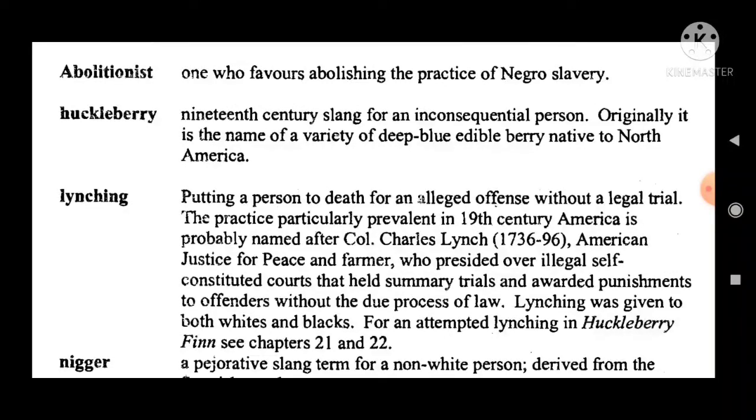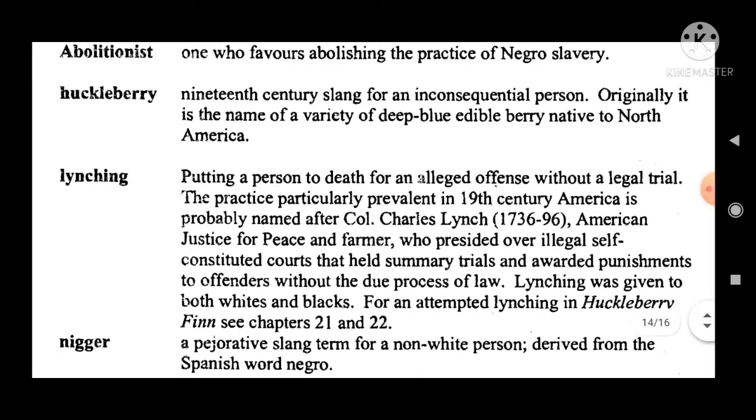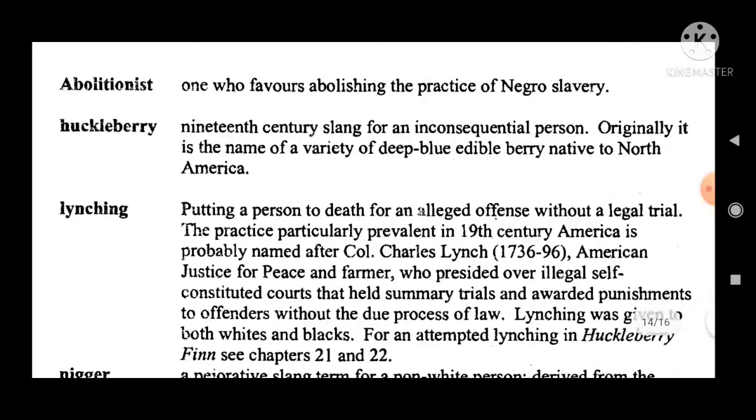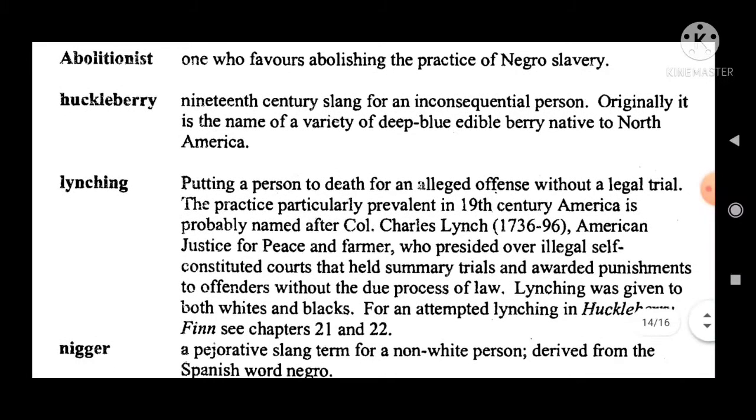Then Huckleberry, 19th century slang for an inconsequential person. Originally, it is the name of a variety of deep blue edible berry native to North America.